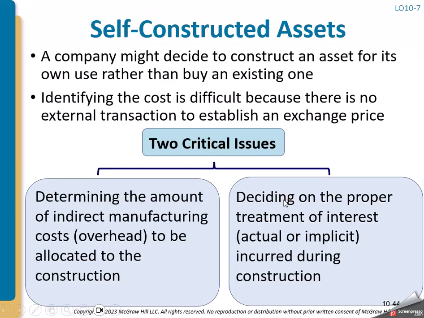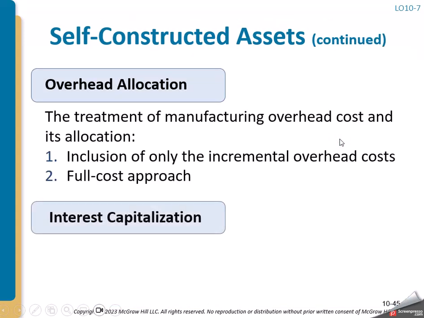Now we can construct our own assets, like a long-term construction type of a deal. We need to figure out how much overhead we're going to allocate to the project. And then we also need to figure out how much interest we're going to charge to the project.